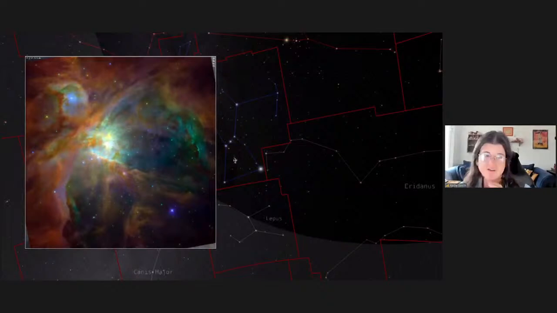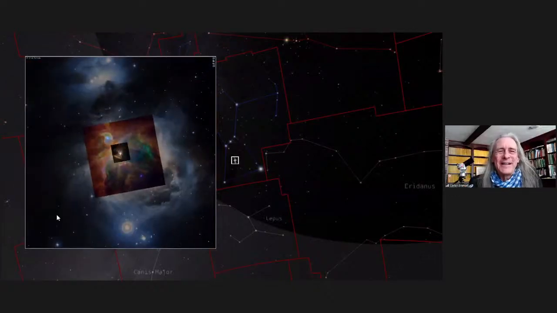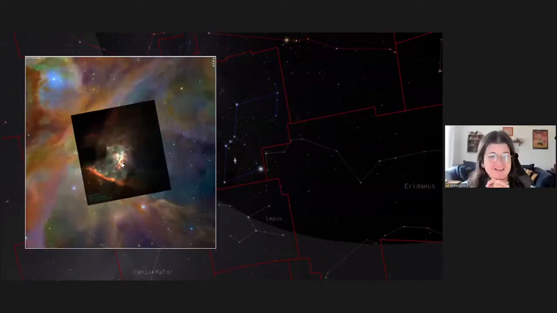And Carter, this was awesome as always. I zoomed in on the Orion Nebula, one of my personal favorites. That is one of my favorites too.